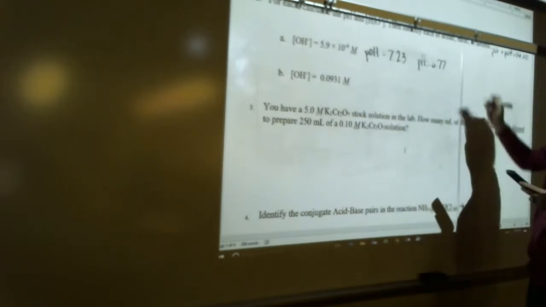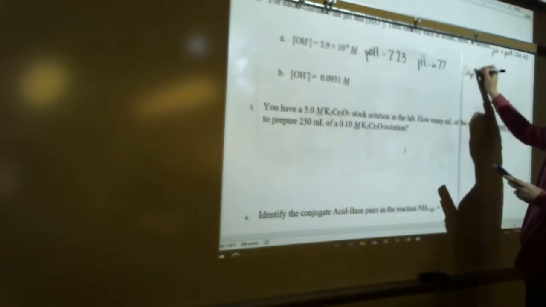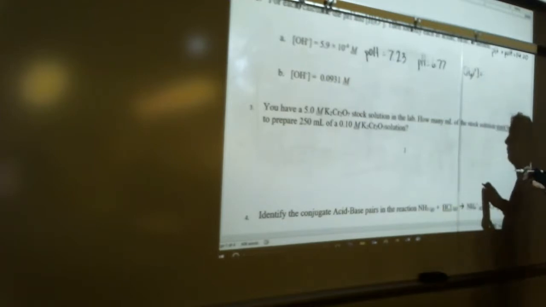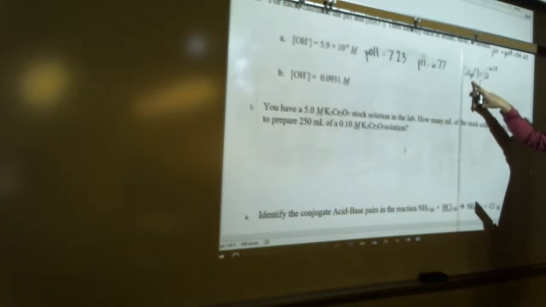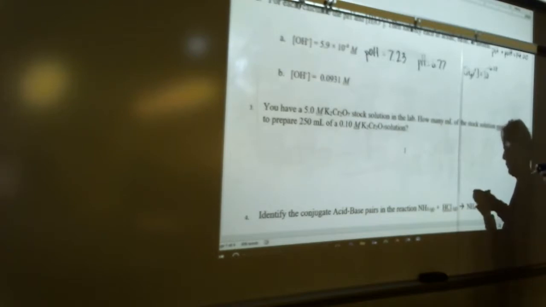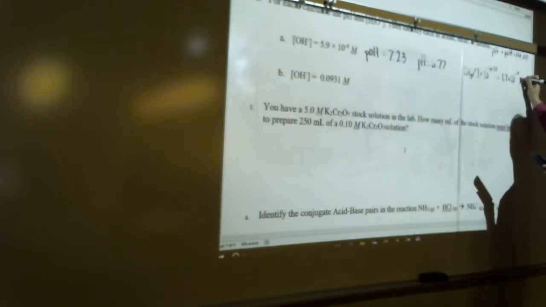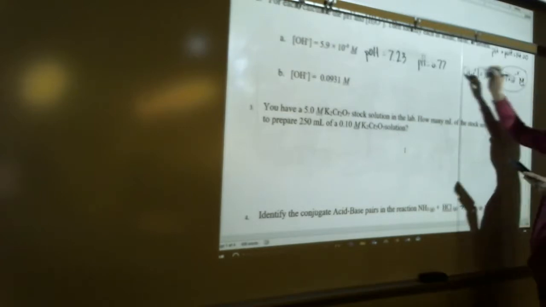And then how would I get H3O plus concentration? What is it? It would be 10 to the negative pH, right? And does this need units? Yes, this is a concentration. What would the units be? Molarity, right? So that would be 1.7 times 10 to the negative 7 molar. So those are the two things that the problem asked for.